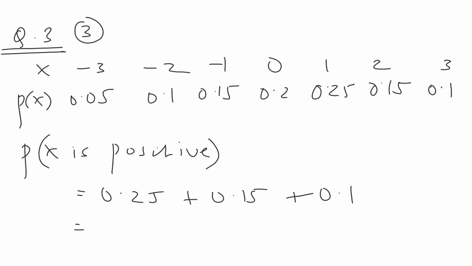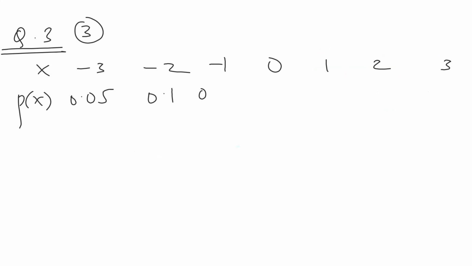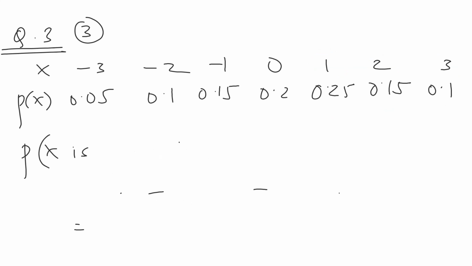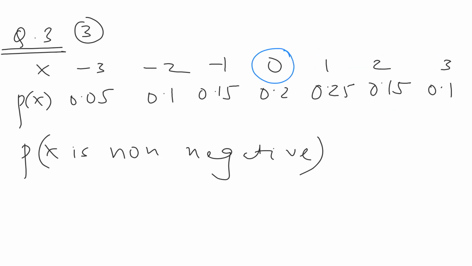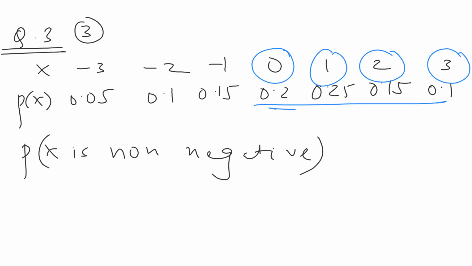Second part of the problem, they're asking X is non-negative. That means negative sign should not be there. So this time 0 does not have a negative sign, 1 does not have a negative sign, 2 does not have a negative sign, 3 does not have a negative sign. So we'll add all these probabilities. Have you understood this to get the answer?